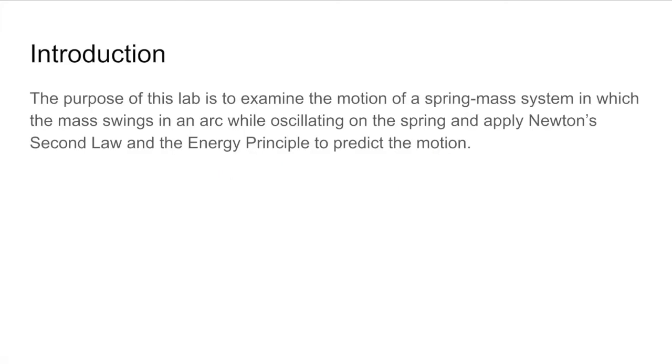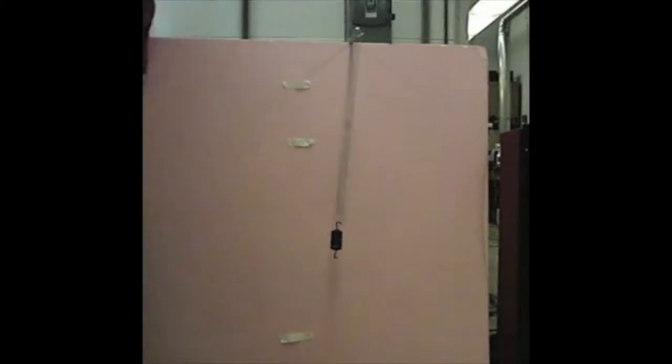The purpose of this lab is to examine the motion of a spring mass system in which the mass swings in an arc while oscillating on the spring, applying Newton's second law and the energy principle to predict the motion. This lab also applies Newton's second law by using location data from Tracker to generate predicted forces on the system, therefore creating its own position data.